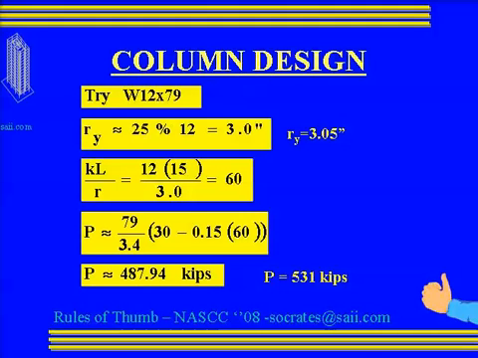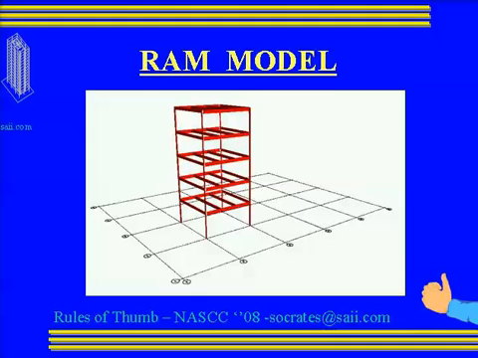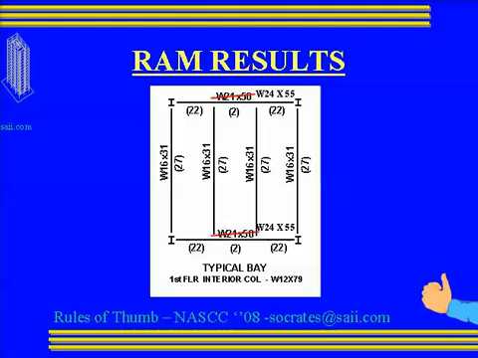Well, there was actually a RAM model done, not only of one bay, there was more to it, but I think we isolated one just to look at it. And here are the results. 16 by 31 for the beams, 21 by 50 for the girders, and the interior column was 12 by 79. Again, we might want to consider changing that one to a 24 by 55.